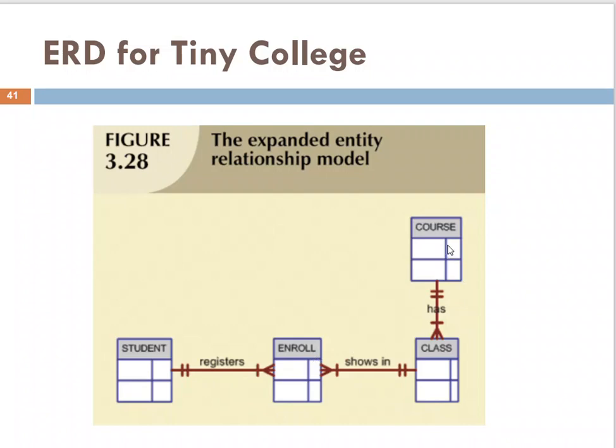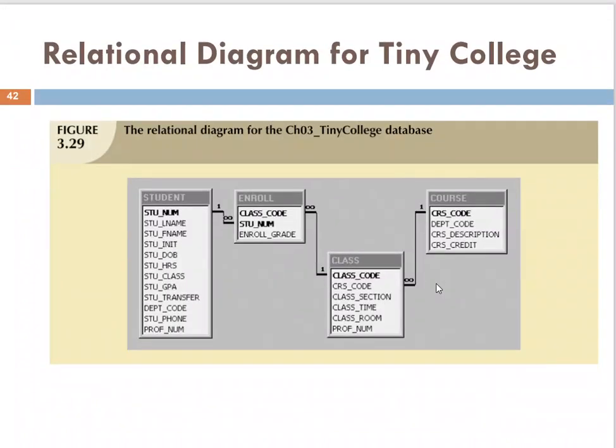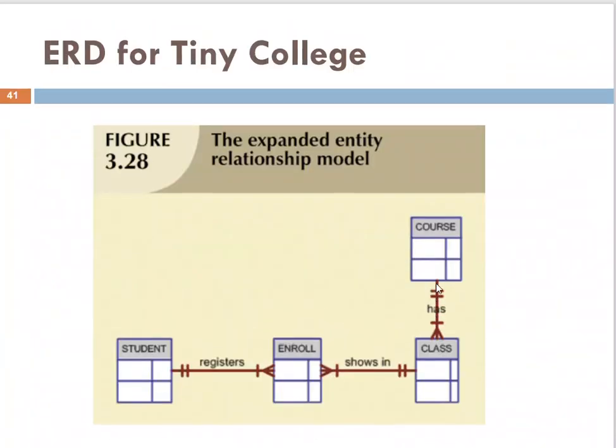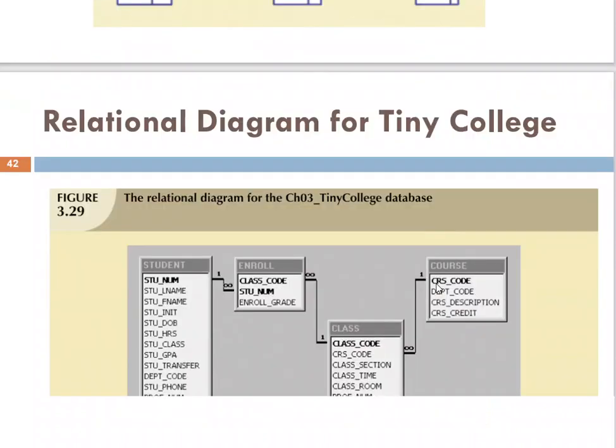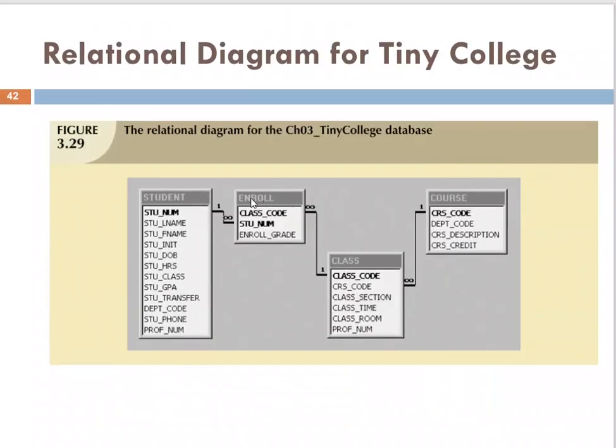Okey. Dan satu kod kursus boleh ada banyak kelas dan satu kelas hanya merujuk kepada satu kod kursus. Okay, this is the expanded entity relationship model. Okay, this is the relational diagram for tiny college. Okay, so this one is ERD, please don't get confused. Okay, this one relational diagram. Okay, relational diagram dia punya simbol 1 dengan infinity. Okay, to represent one to many. Okay, similarly for this one to many.